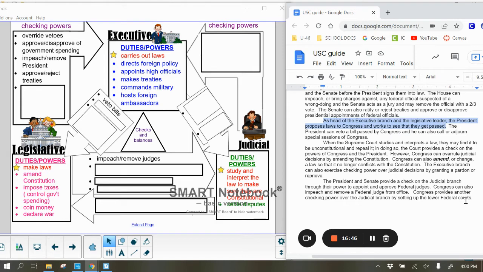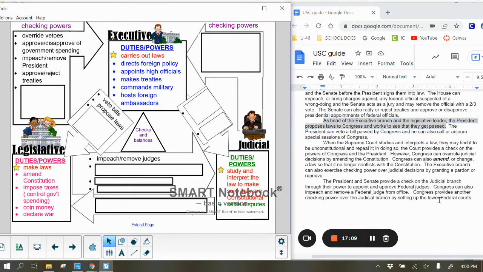As head of the executive branch, the legislative leader, the president proposes laws to Congress and works to see that they get passed. So remember, the legislative branch is the one who actually is going to put those bills forward and approve them before the president officially signs them. But the president can tell them what he wants to see get passed. So this is the executive branch checking up on the legislative branch by proposing laws to Congress.